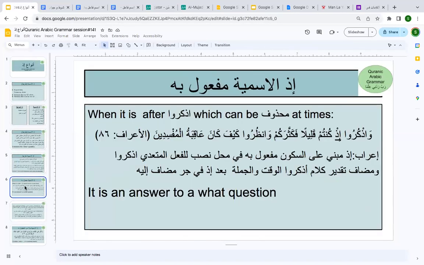Now look at another type. Now let me tell you, don't look at the rest of my slide, I want you to not look. Okay? Wazkuru iz kuntum qalilan. And you all remember when you were few, fakaththarakum, then he increased you all. Here, is is answering your when question? Is it? Are you sure? Is it answering your when question?